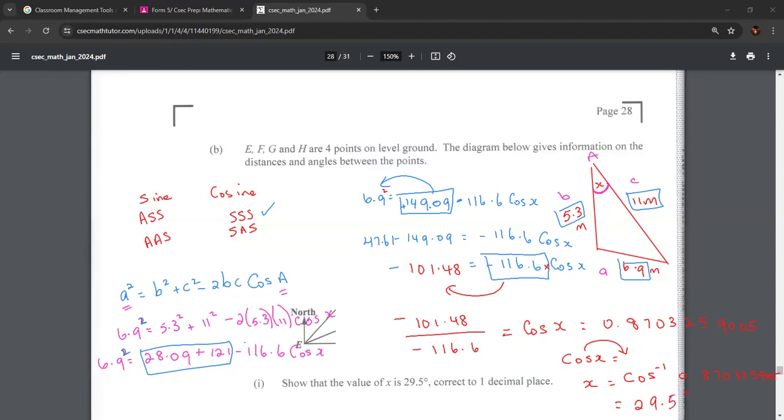Right? So basically in questions like these, where they say to show, is basically they give you the answer, but you have to show the working to get it. All right, so I'm going to pause here for this one.